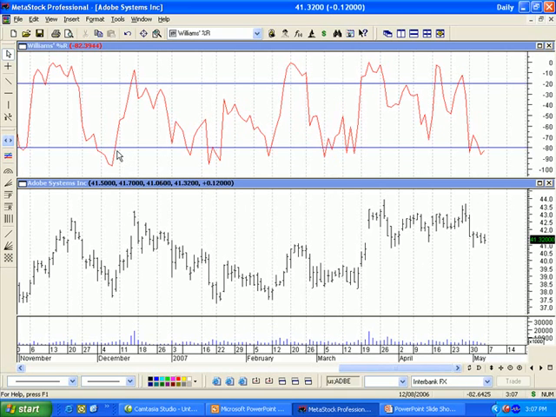And what you'll see, just taking a look at this indicator on Adobe Systems, is that it actually did a pretty good job of identifying low and high points of the actual security every time it crossed these different levels here.